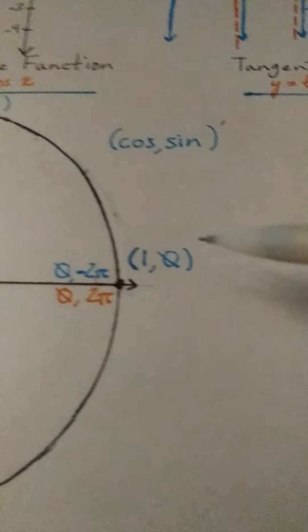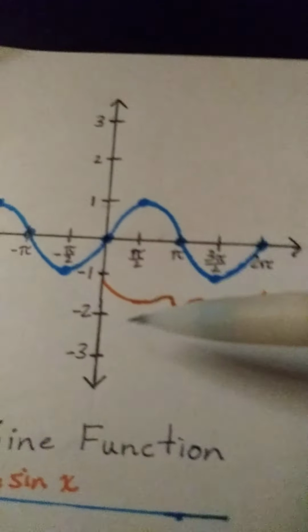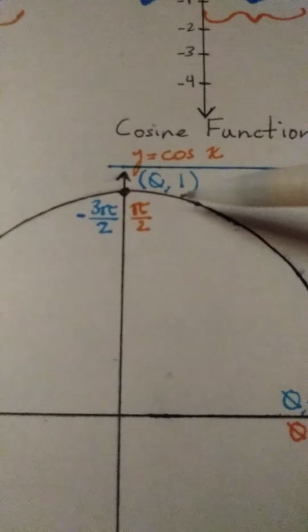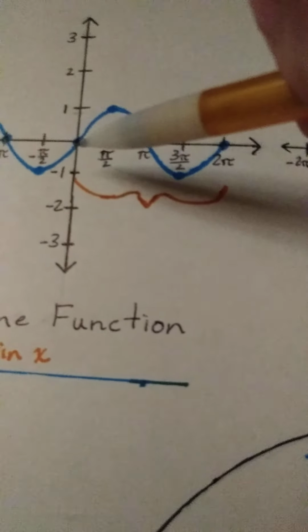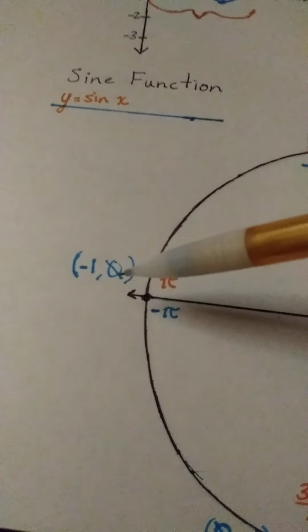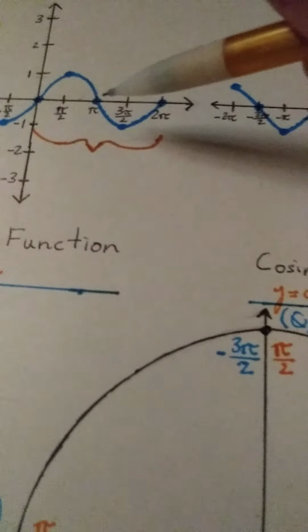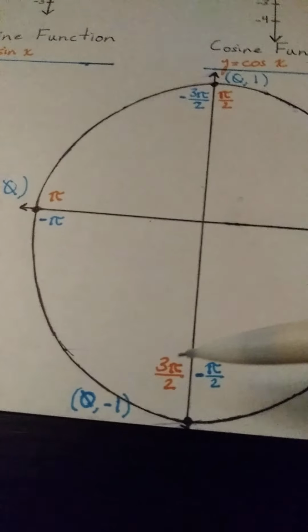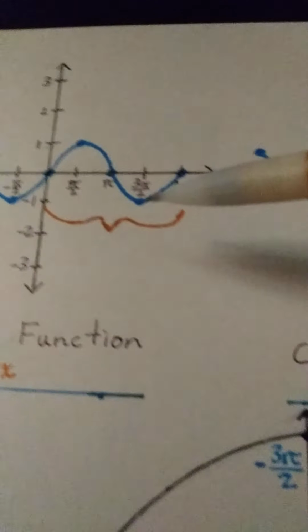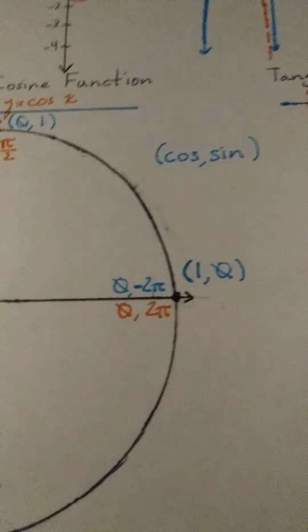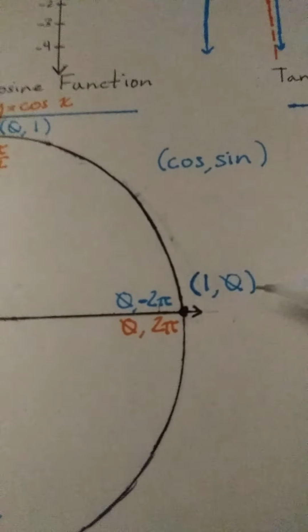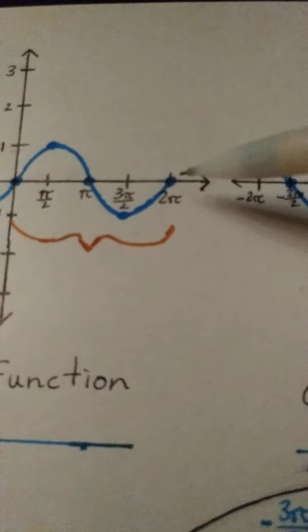So at 0, your y value is 0. That's why for the y value, you start at 0 here. Next, when you move over to pi over 2, your y value is 1, which is why the graph reflects that and it goes up to 1. For pi, your y value is 0, goes back down to 0. For 3 pi over 2, it goes down to negative 1, and the graph reflects this at negative 1. And finally, to complete a rotation at 2 pi, you go back to 0.